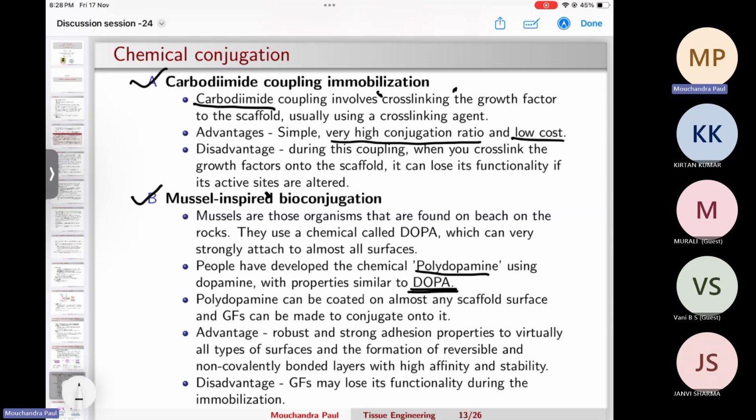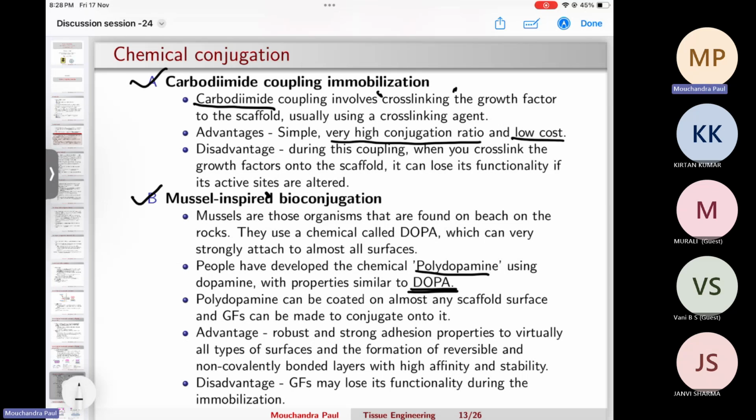If you coat any surface, any scaffold surface, with polydopamine, then that surface becomes very adhesive in nature. This means anything can adhere to it or bind to it very strongly. So the growth factors can also strongly bind to a surface which is coated with a polydopamine layer. In this way, we can do chemical conjugation.